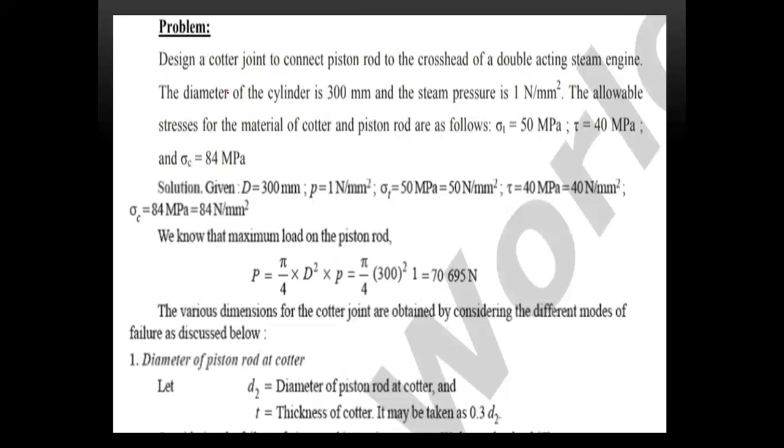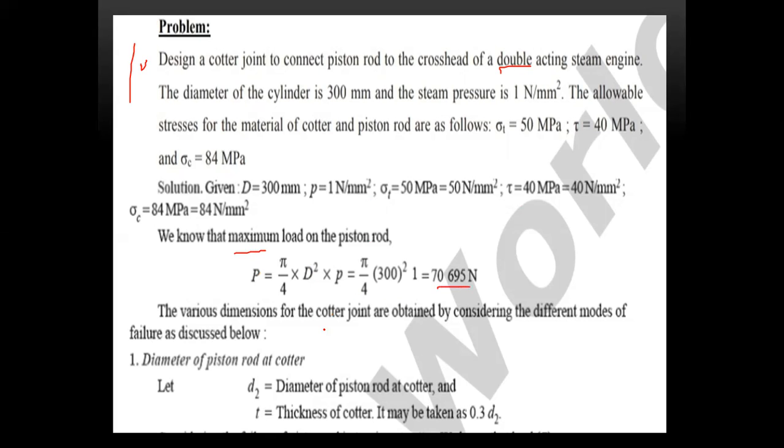Next, coming to the problem: design a cotter joint connecting the piston rod to the cross head of a double acting steam engine. The diameter is 300 mm, the pressure is 1 N/mm square, and the stresses are given. First write the given data: D, p, sigma t, tau, and sigma c. To know the load, the maximum load P is pi by 4 d square into p. With this we find P.